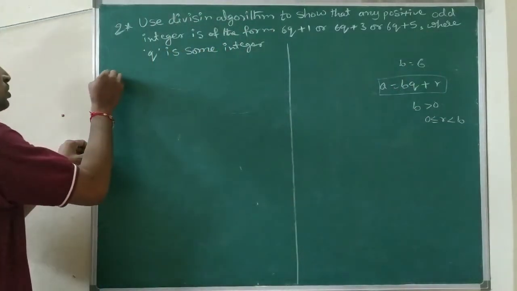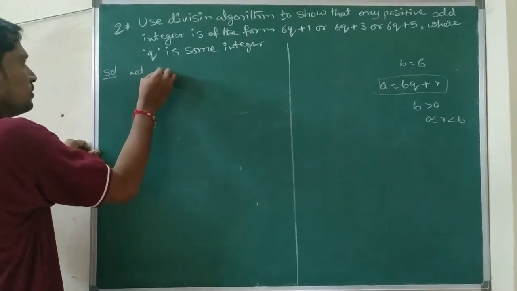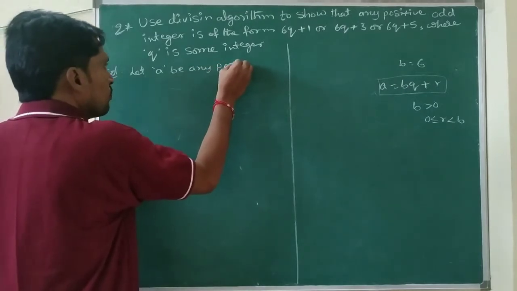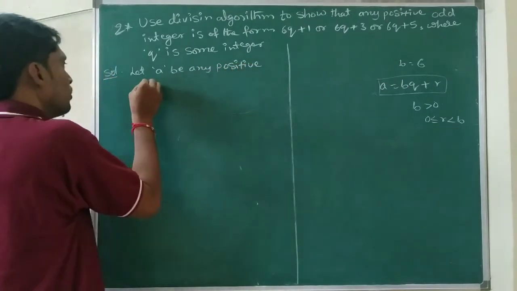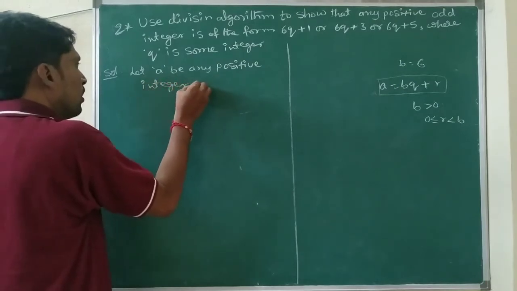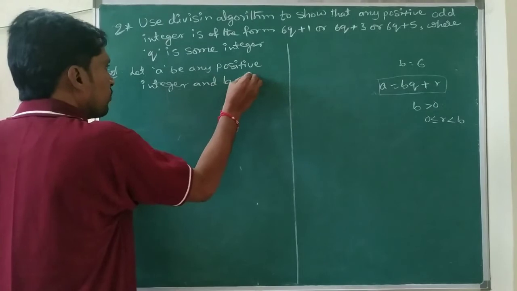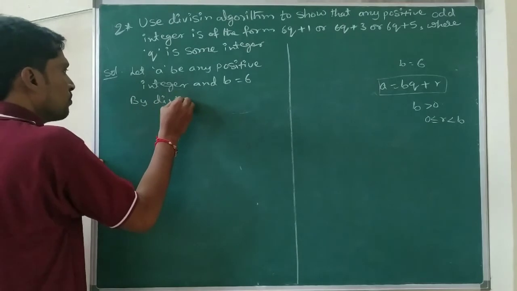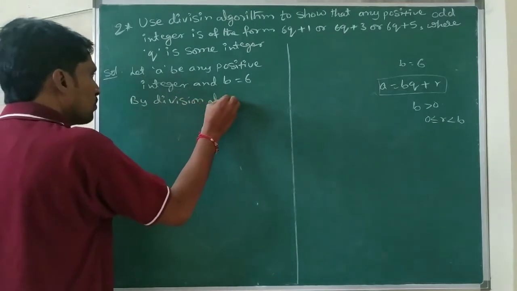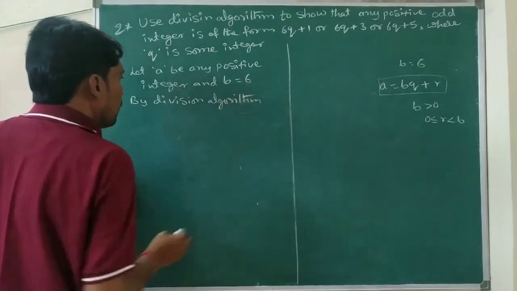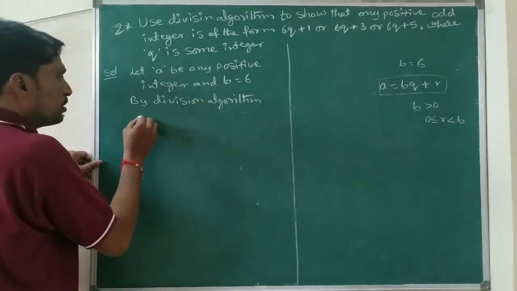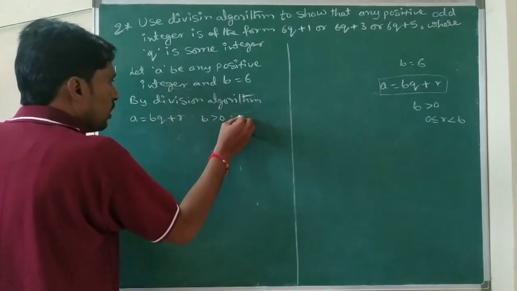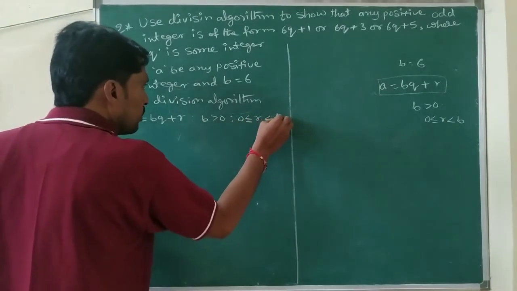Now our solution. Let a be any positive integer and b equal to 6. The b value we can take as 6. By the division algorithm, what is the division algorithm? That one you have to write. a equals bq plus r. Here b greater than 0 and 0 less than or equal to r, r less than b.